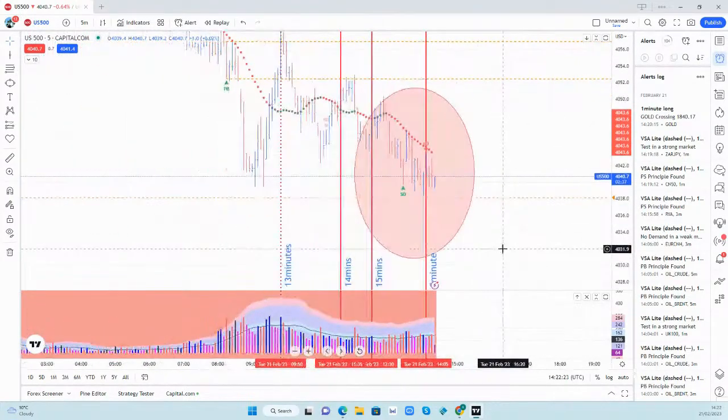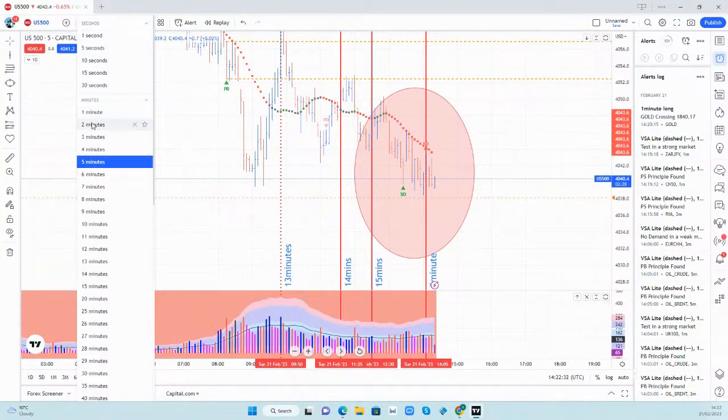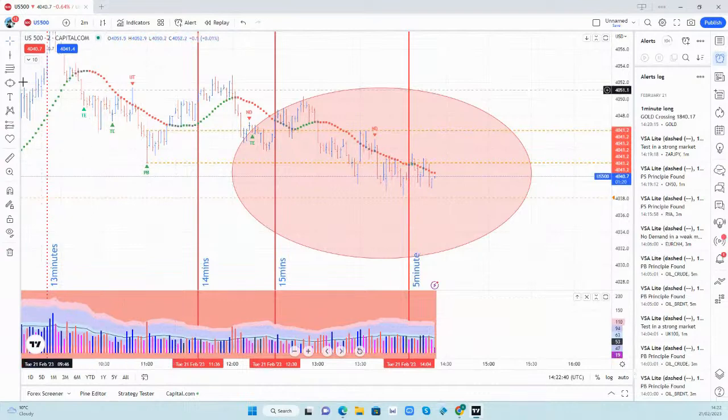You understand? I'm below that shakeout. I'm getting continuous trend alignment, which I need to have on my 1 minute, 2 minutes, 3 and 4. So let's have a look at the 2 minutes chart. Yes, no demand there on a 2 minutes chart. Great.